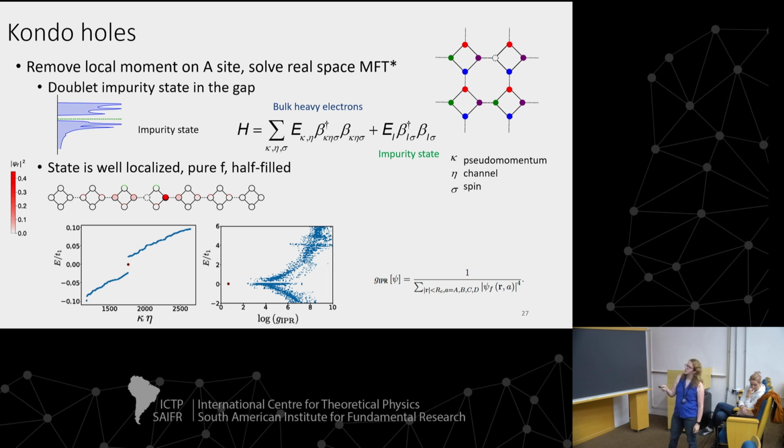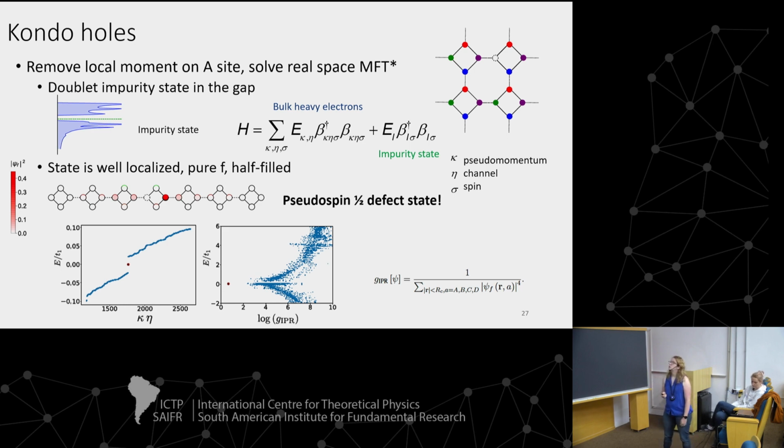You find that you have a single state in the gap, and you can quantify the amount of localization. So we looked at a modified inverse participation ratio, which looks at the local F weight. And you can see there's just one localized state. These are all of the heavy band states.